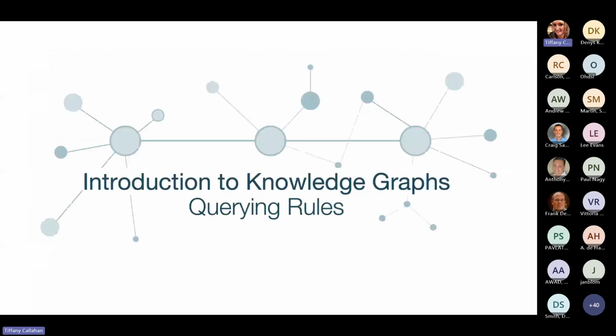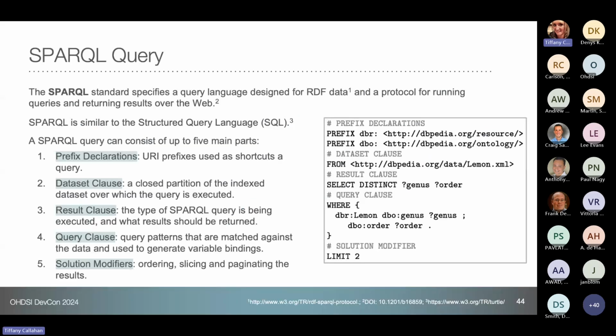Okay, so quickly through querying rules, because this is important given that you've built your knowledge graph using these semantic web resources. There is one particular kind of language that's most commonly used in the semantic web for querying these objects, and that's called SPARQL. The SPARQL standard specifies a query language designed specifically for RDF and a protocol by which these queries can be invoked and their results returned.